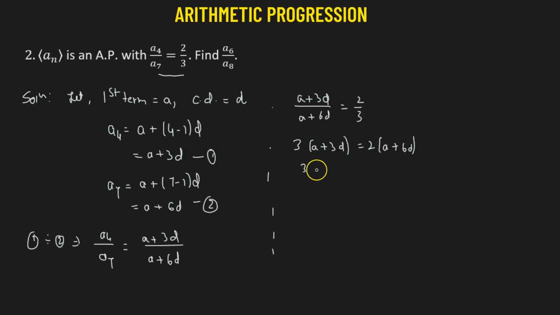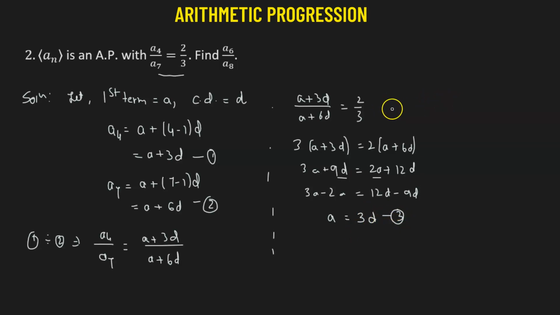So we have 3 times a plus 3 times 3d will be 9d, which will be equals to 2 times a plus 12d. Transposing 2a to the left hand side, so we have 3a minus 2a, and transposing 9d to the right hand side, we have 12d minus 9d. So this is going to give us a equals to 3d. Let's label this as number 3 and we'll set it aside.